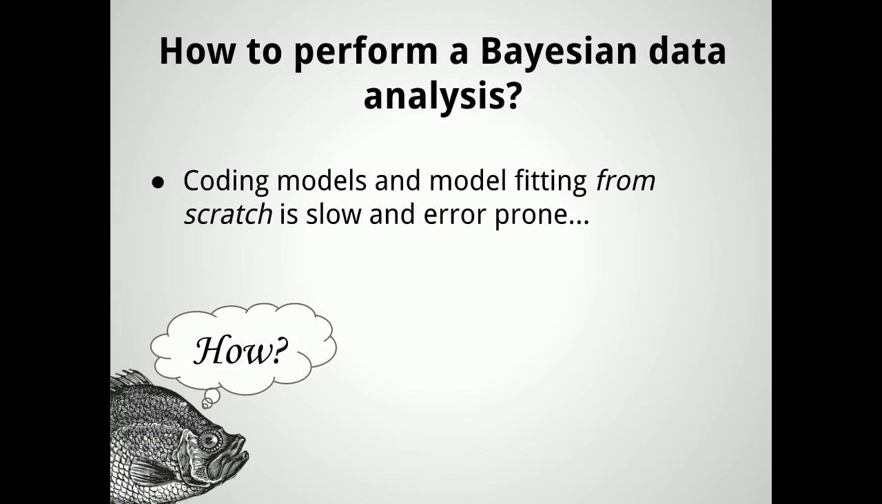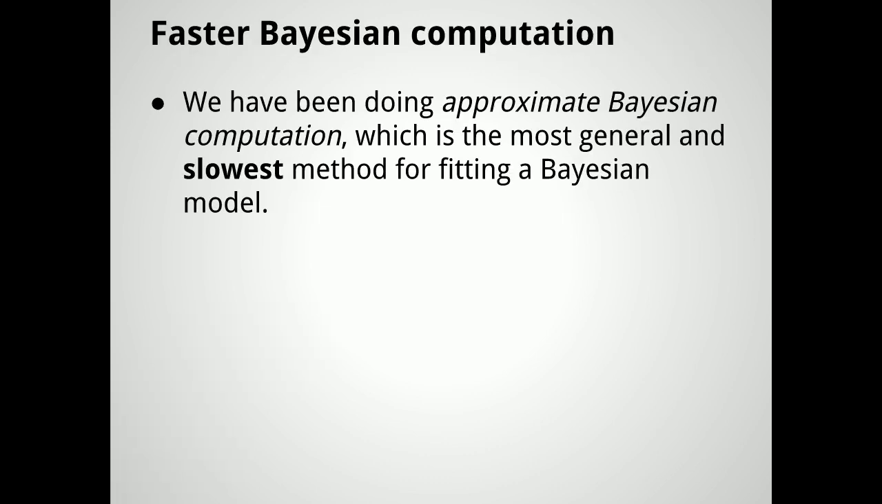So, what is the problem with how we have performed Bayesian data analysis so far? Well, we've really coded things from scratch, and from my experience, that is slow and error-prone. And it's especially slow because we've been doing approximate Bayesian computation, which is the most general and conceptually simplest method, but also the slowest method for fitting a Bayesian model.